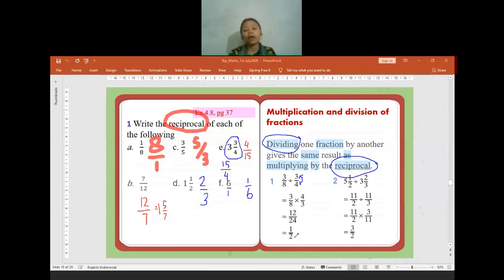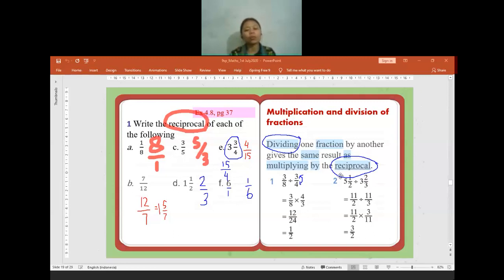Now, what if I have a mixed number in here? When the question is about multiplication and division, you have to keep it as an improper fraction. You cannot keep it as a mixed number. In addition and subtraction, you can keep them as mixed numbers, but in multiplication and division, you have to change them into improper fractions.